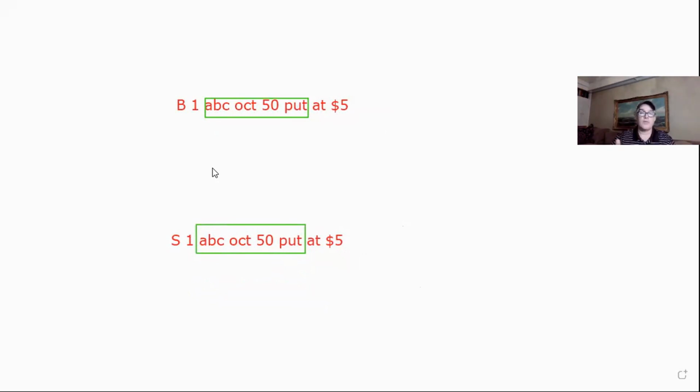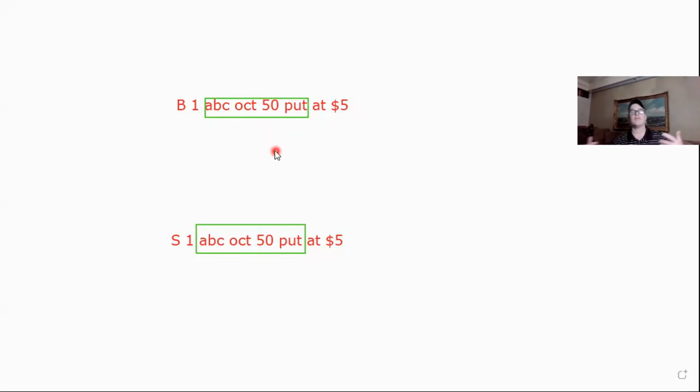So buyer of October 50 put, let's go through it just to show that it's the same. That's the action, I bought it. One contract, the contract gives me the right to sell 100 shares at 50 of ABC. I have until the third Friday of October. I can sell it at 50. That's the exercise price. Put is the type of option. That's the right to sell. And I paid $5 for it again.